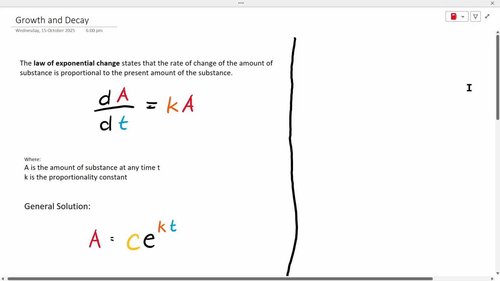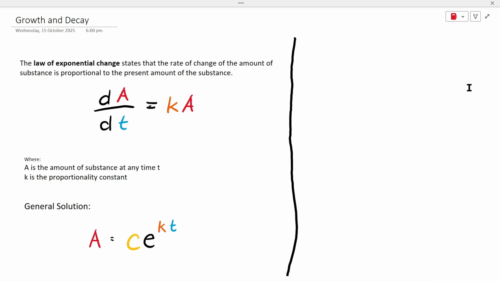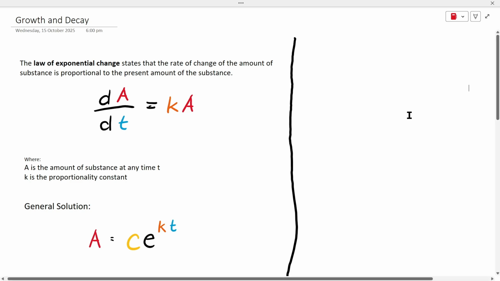So hello, today's topic is about growth and decay. Let's define what growth and decay are in this context by differential equation. The law of exponential change states that the rate of change of the amount of substance is proportional to the present amount of the substance.